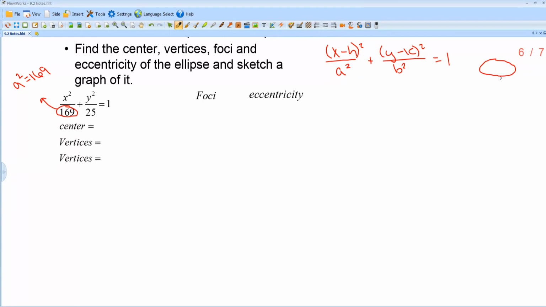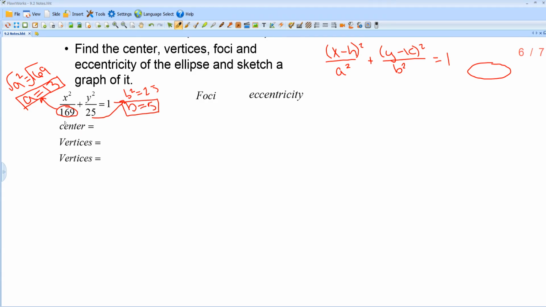Again, terrible art skills. Let's just try and fix that a little bit. That was really bad. Okay, that's a little bit better. So we know we're going to have some ellipse that looks like this. If a squared is equal to 169, square root both sides, I get a is equal to 13. You don't have to worry about the plus or minus in this case. And then here I know that b squared is equal to 25. So b is equal to 5.